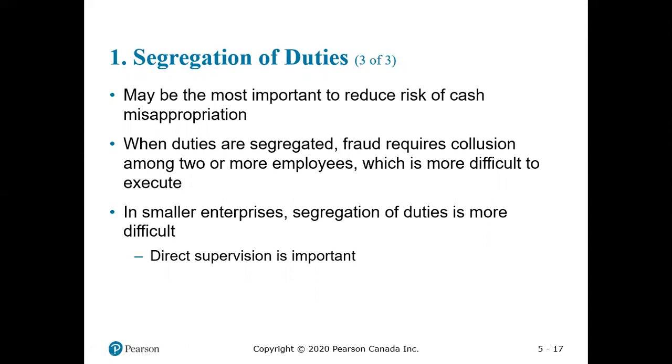Segregation of duties may be the most important to reduce the risk of cash misappropriation. When duties are segregated, fraud requires collusion among 2 or more employees, which is more difficult to execute. So in that example I just went over, if Alice doesn't have access to the receivables module, then in order to commit fraud, she'd have to bring in someone who does have access, so it makes it more difficult. In smaller enterprises, segregation of duties is often difficult because there's not necessarily enough employees to segregate all of the duties perfectly. So in those cases, direct supervision is important.